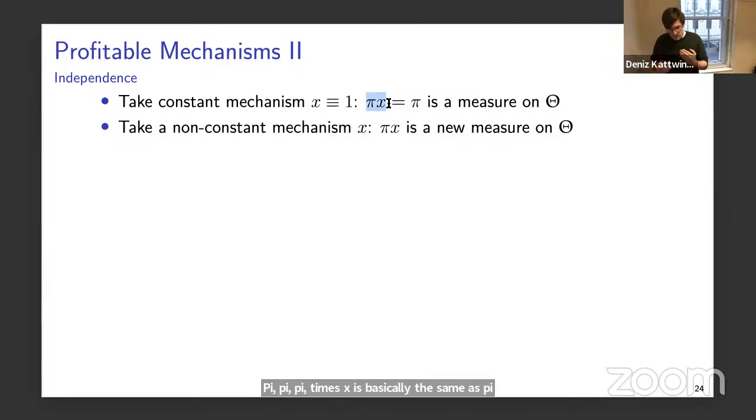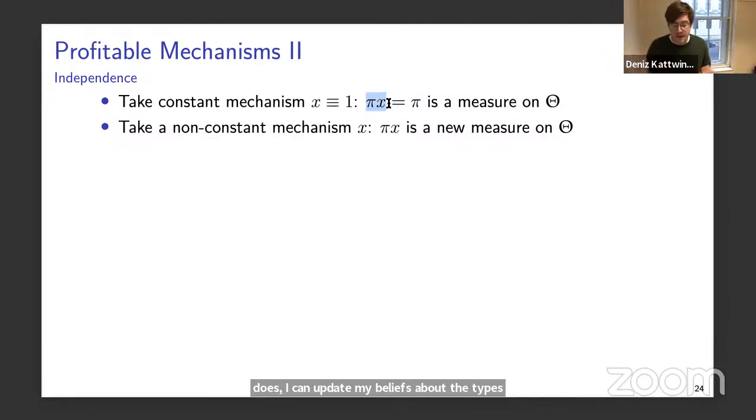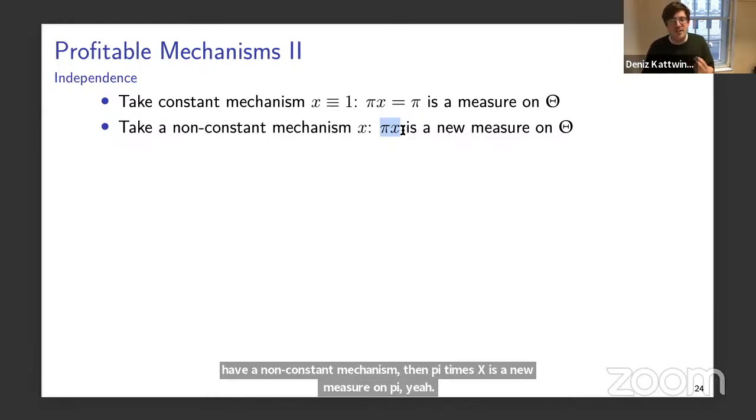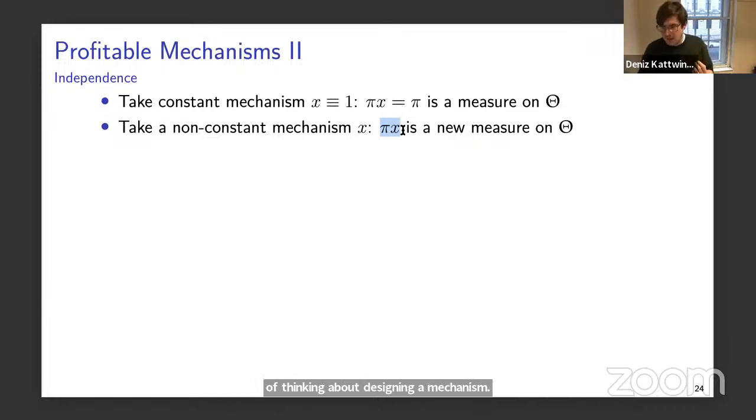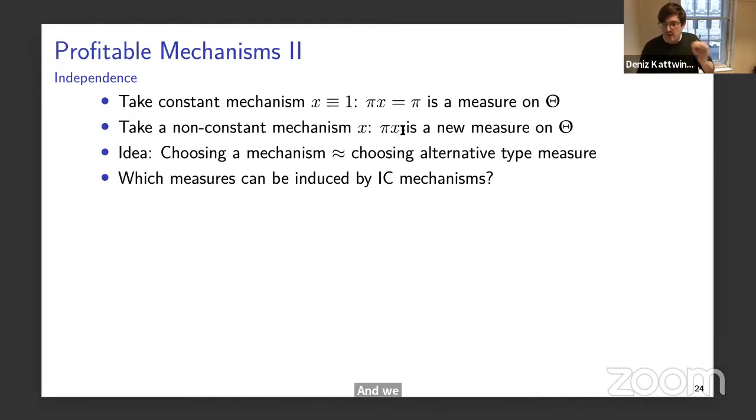It is more interesting if we take a non-constant mechanism. Suppose, for example, the mechanism would be to choose left whenever the types match. Now, if I observe what the mechanism does, I can update my beliefs about the types. So if left is chosen, I know the types are the same. If you have a non-constant mechanism, then pi times X is a new measure. Instead of thinking about designing a mechanism, we want to think about designing these measures. And the question is, which measures can we design that are induced by IC mechanisms?